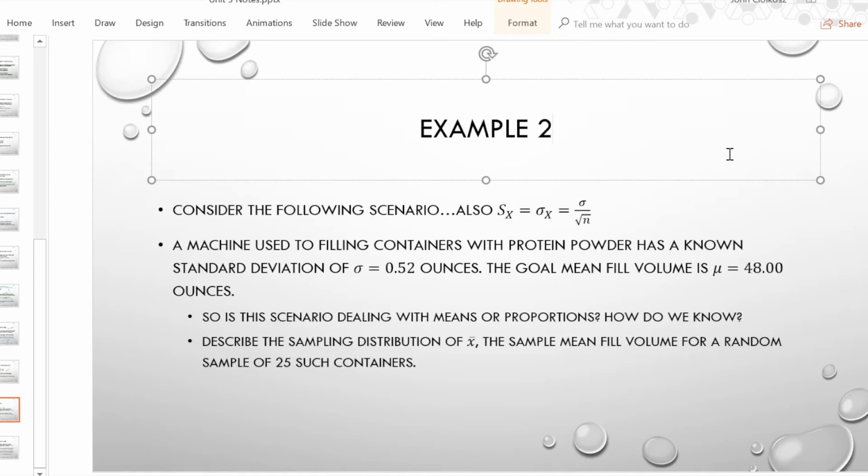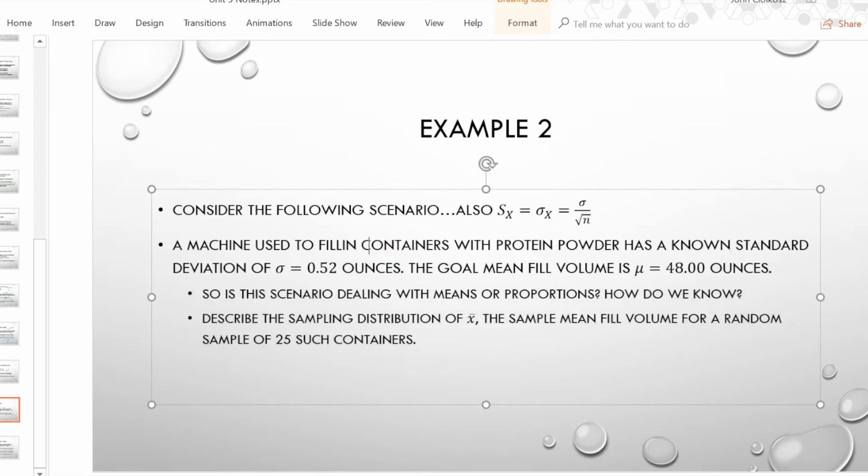So we have a machine used to fill containers with protein powder that has a known standard deviation of 0.52. The goal mean fill volume is 48 ounces. So step one, we know we're dealing with a mean here, right? Because we've seen mu, we see that we're measuring things. We know this is a quantitative thing. It's not a proportion.